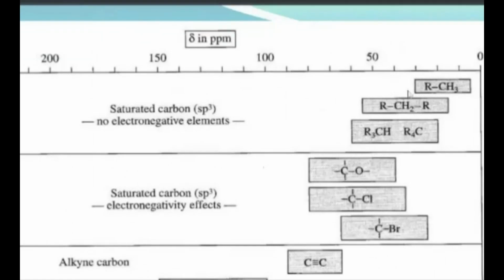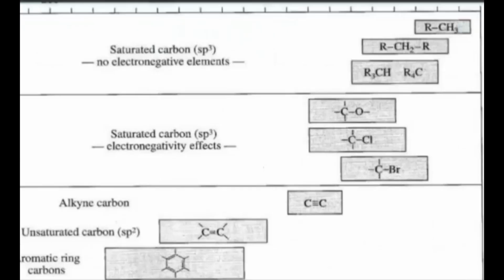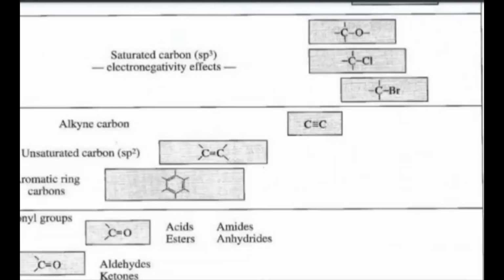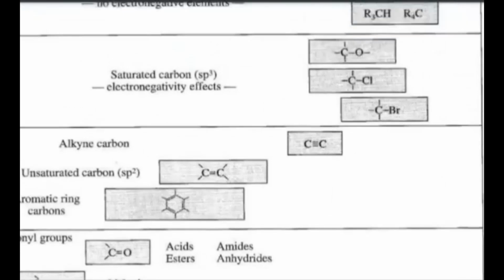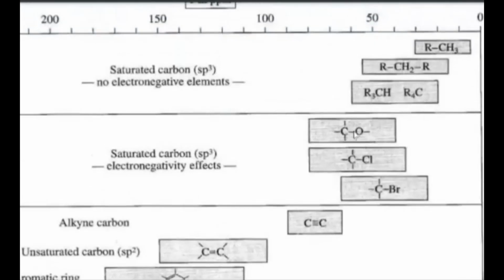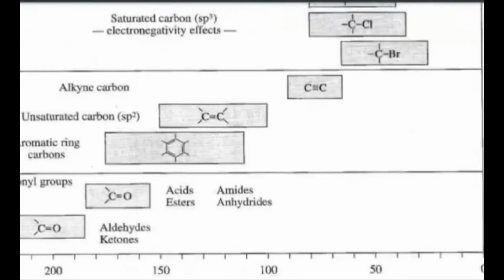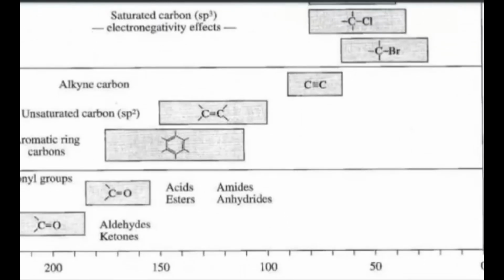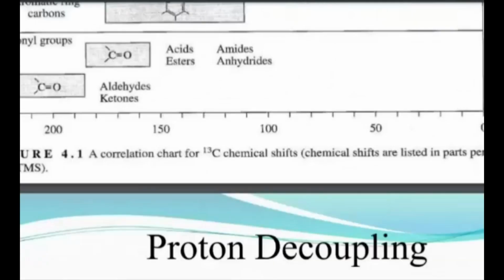You can see that these are shielded, as no electronegative element is attached to the carbon directly. This is the condition. Then you have sp3 hybridized carbons where there is an electronegative element attached. You can see that the moment an electronegative element is attached, all of them have shifted downfield. Then you have sp3 and sp2 hybridized carbons, carbonyl groups.